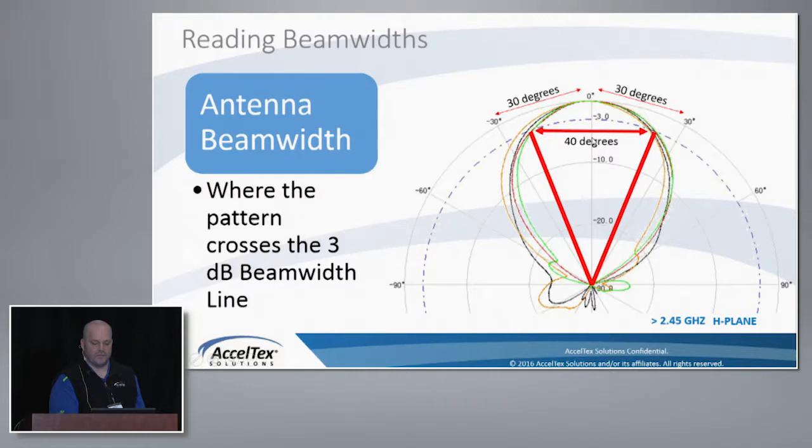This also shows that it would be 40 degrees. If you read that, wherever these 4 patterns cross the 3 dB line, this is 30 degrees obviously, and this is 30 degrees as well. It's about 20 degrees on each side, so it's about 40 degrees. It's a 40 degree beam width pattern. That's how you read a radiation pattern, but that's probably a talk for some other time.